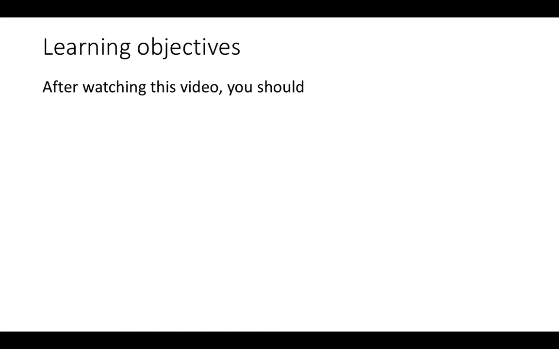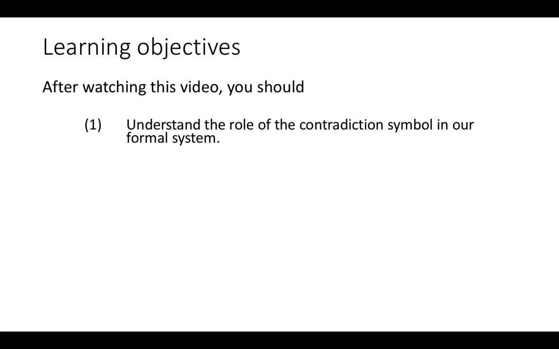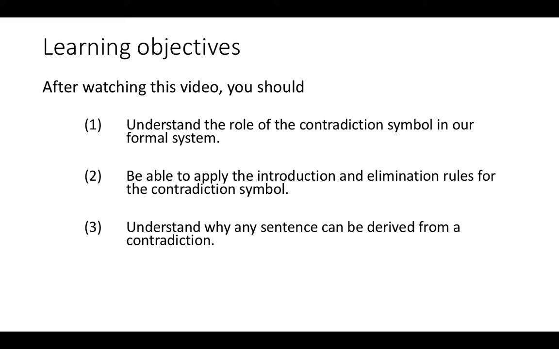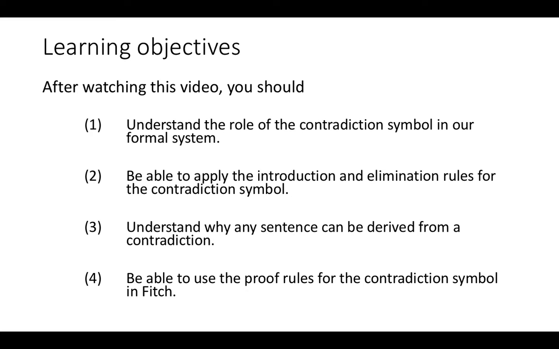So here are the learning objectives for this first video in Module 15. After watching the video and doing the required exercises, you should first understand the role of the contradiction symbol in our formal system. Second, be able to apply the introduction and elimination rules for the contradiction symbol. Third, understand why any sentence can be derived from a contradiction. And fourth, be able to use the proof rules for the contradiction symbol in Fitch.